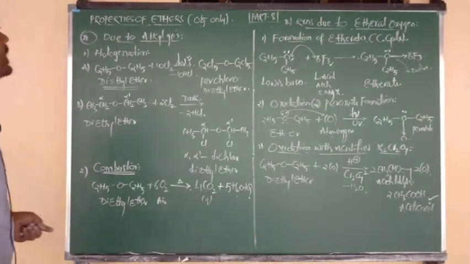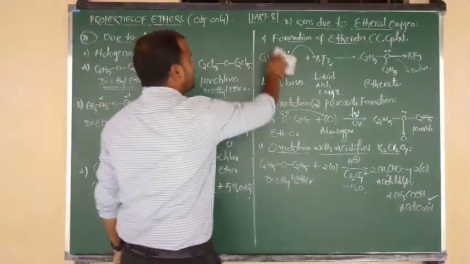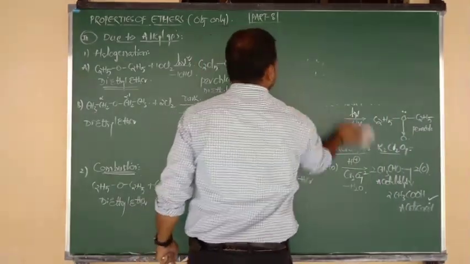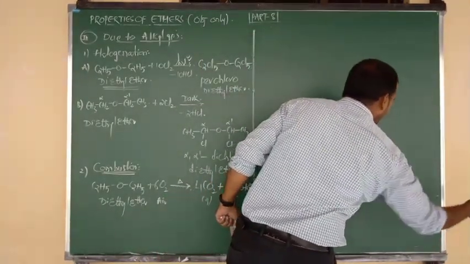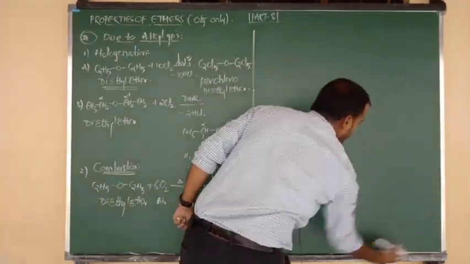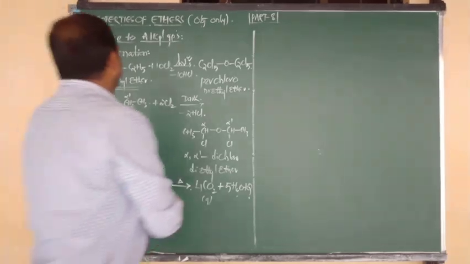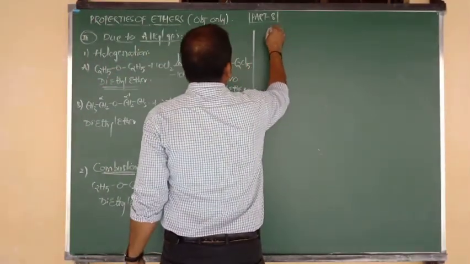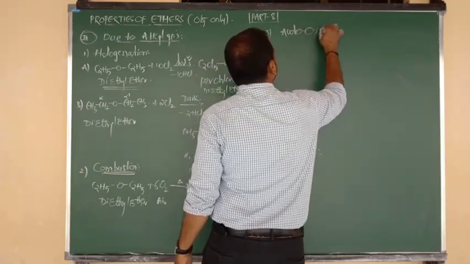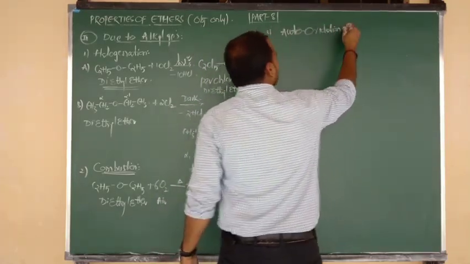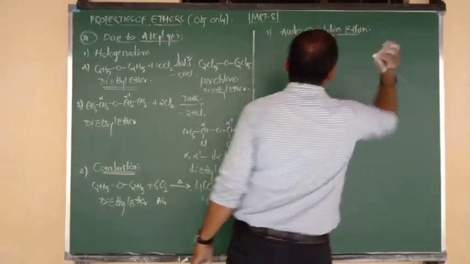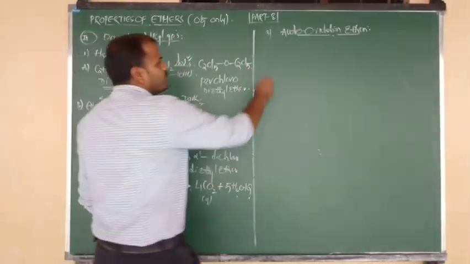And the last and final property in that reactions due to alkyl groups category, the third one is nothing but auto oxidation of ethers. Auto oxidation of ethers, nothing but self oxidation of ethers by using atmospheric oxygen. Yes, I am going to show you one example.